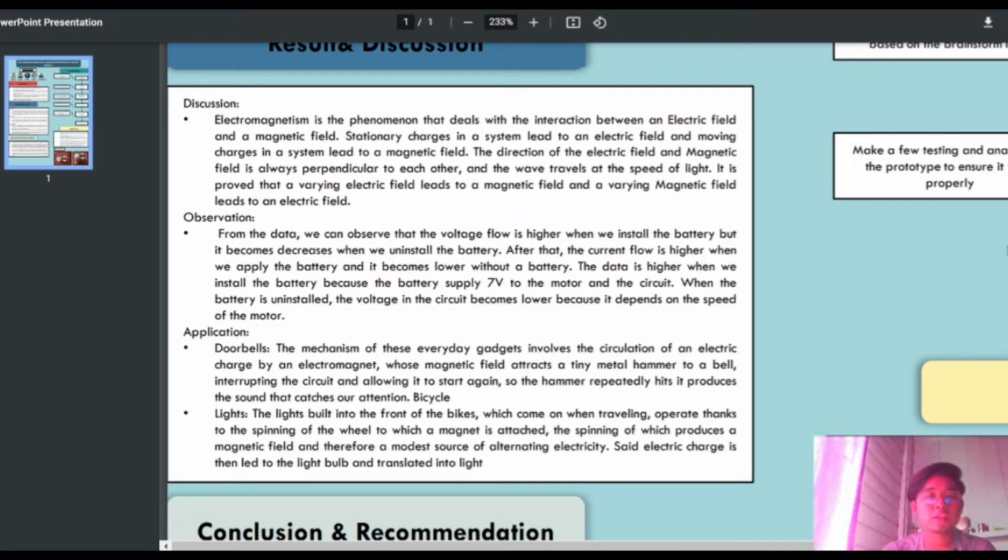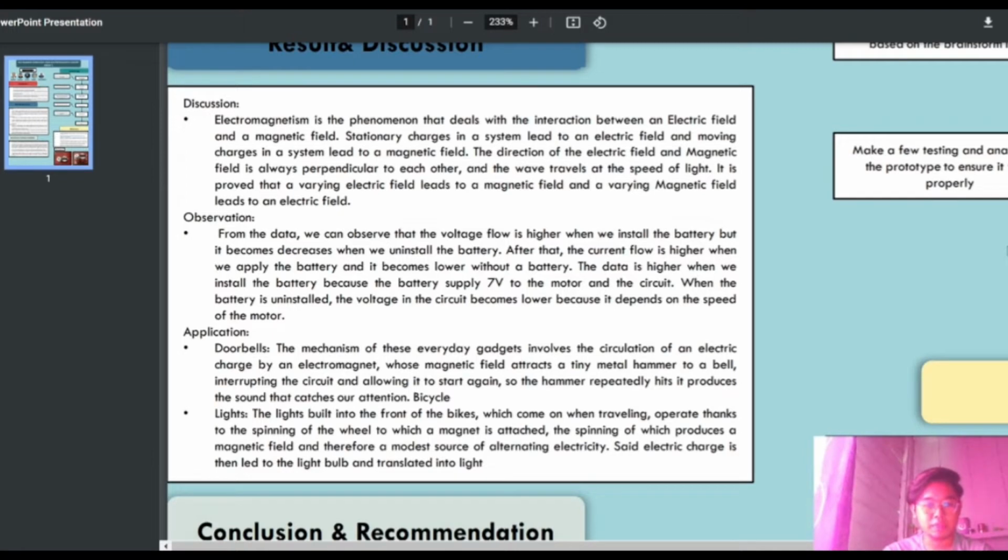Okay, first, discussion. Electromagnetism is the phenomenon that deals with the interaction between an electric field and a magnetic field. Stationary charges in a system lead to an electric field, and moving charges in a system lead to a magnetic field. The direction of the electric field and magnetic field is always perpendicular to each other, and the waves travel at the speed of light. It is proved that a varying electric field leads to a magnetic field, and a varying magnetic field leads to an electric field.